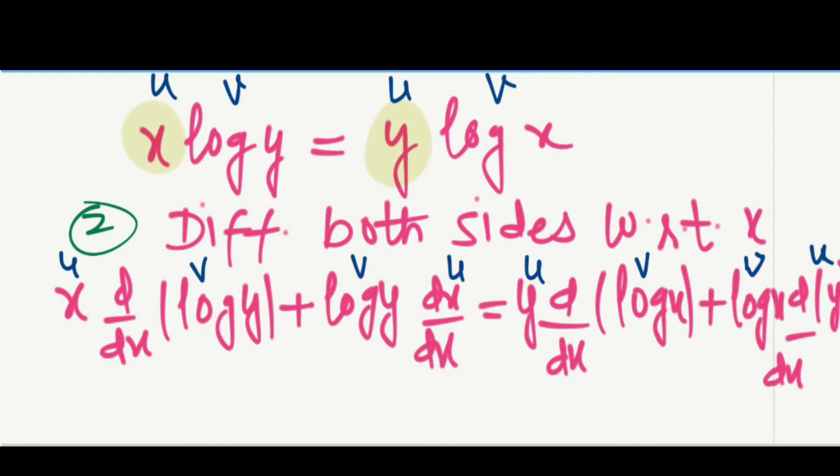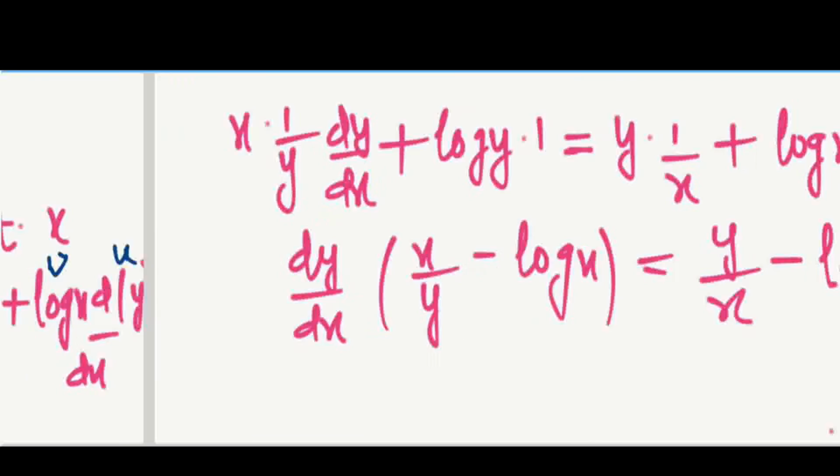So using the product rule we differentiate both sides with respect to x. So we get u into derivative of v, that is derivative of log y, plus v, that is log y, into derivative of u, that is dx upon dx. And on the right side we have y into derivative of log function plus log x into derivative of y. And we solve this question.